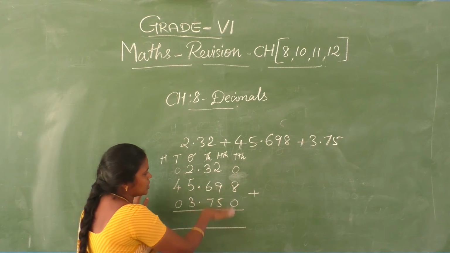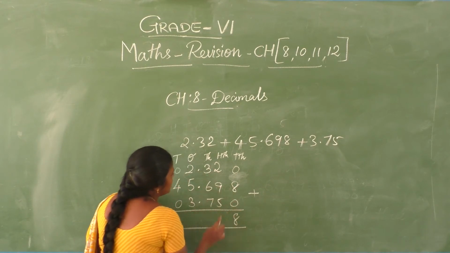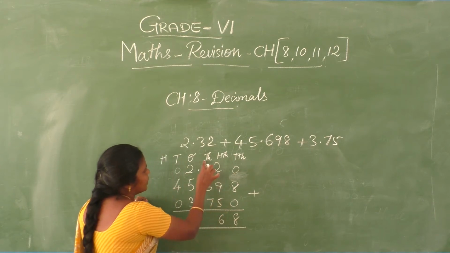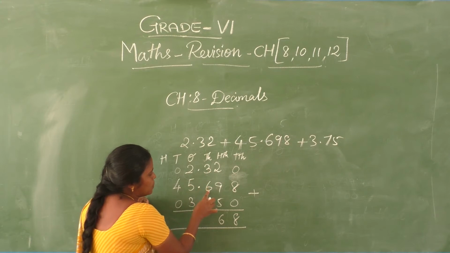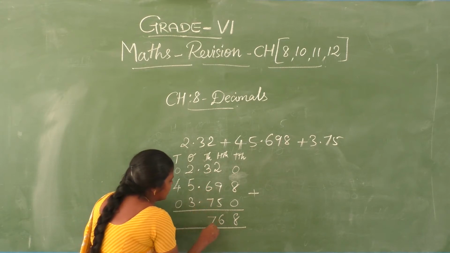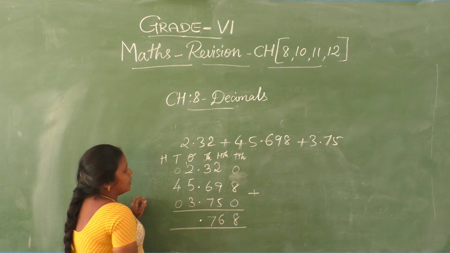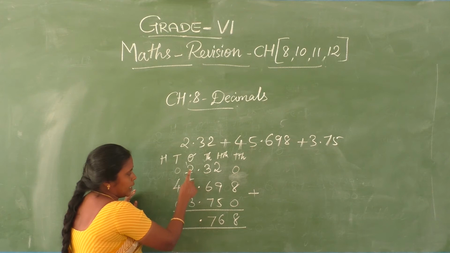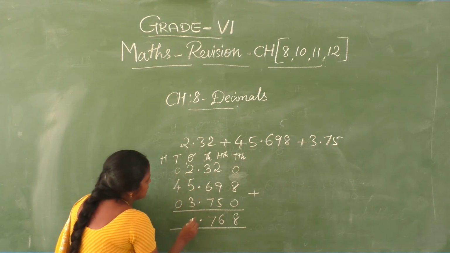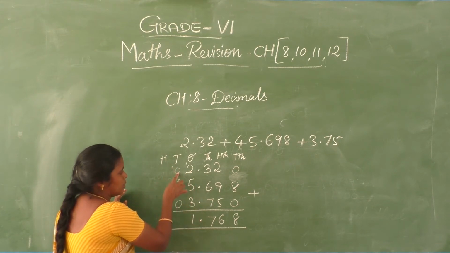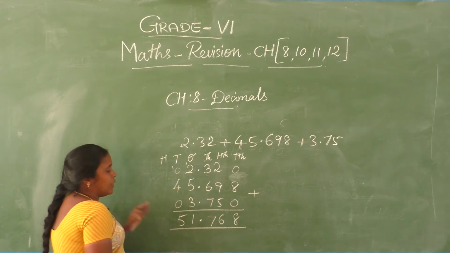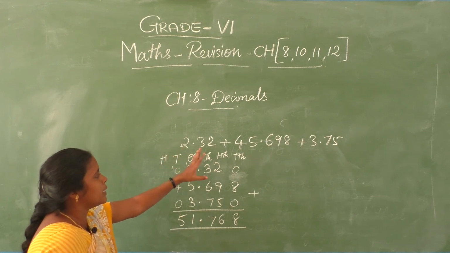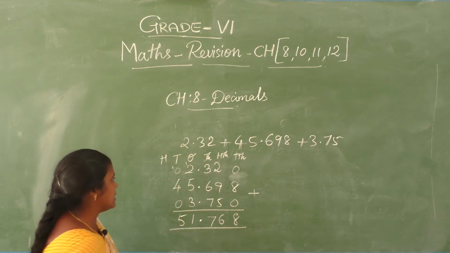Then addition works as usual, you know. 8 plus 0, 8. 2 plus 9, 11. 11 plus 5, 16, remainder 1. 1 plus 3, 4. 4 plus 6, 10. 10 plus 7, 17. Remainder 1. Before coming here, you must keep the decimal point in the answer. 1 plus 2, 3. 3 plus 5, 8. 8 plus 3, 11. Remainder 1. 1 plus 0, 1. 1 plus 4, 5. So 51.768. That is all. Normal addition only, but you have to arrange the numbers in the proper places. That is the very main thing.